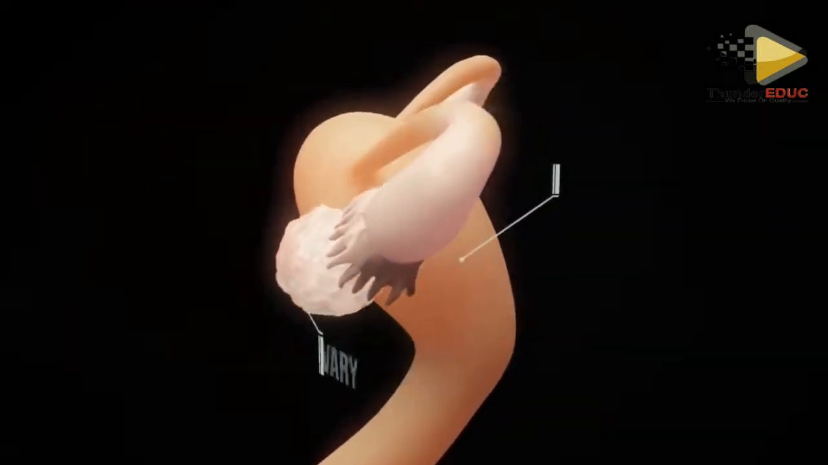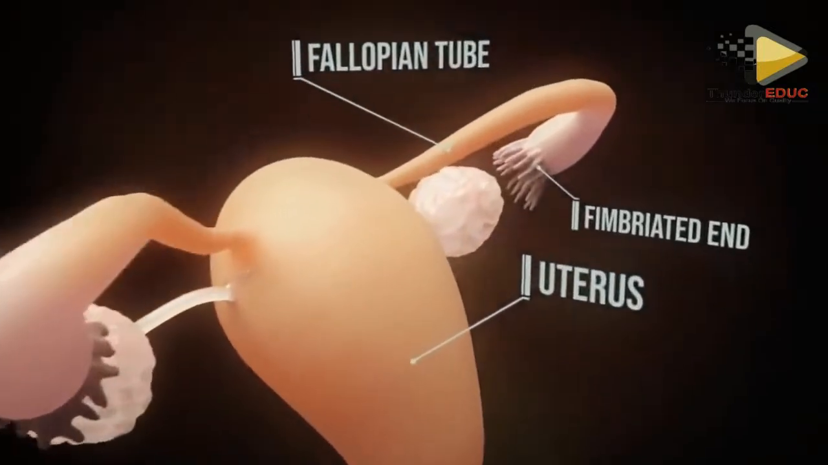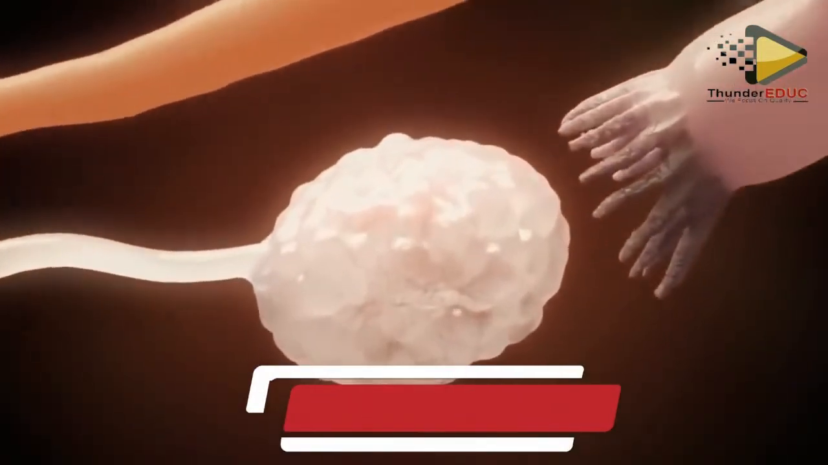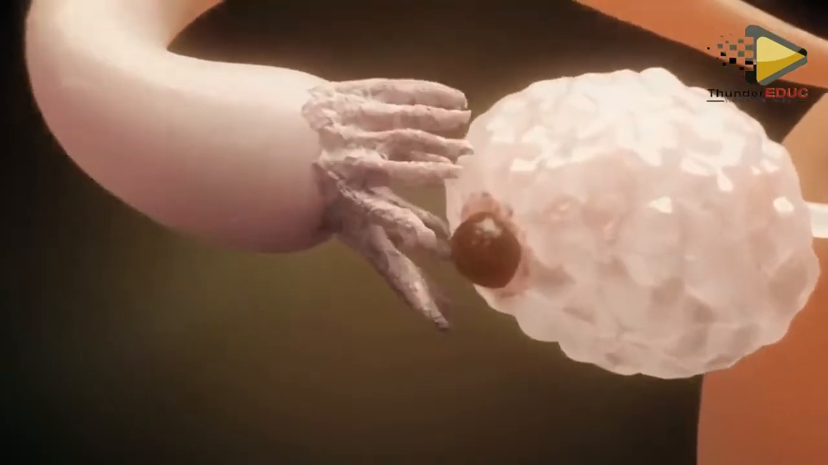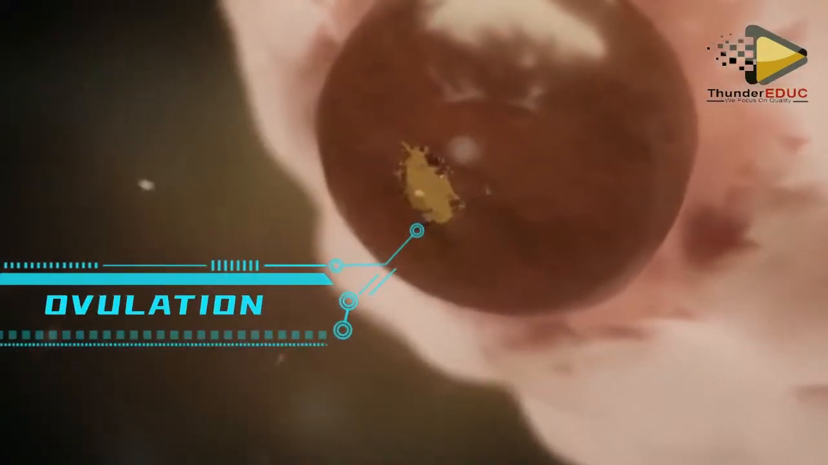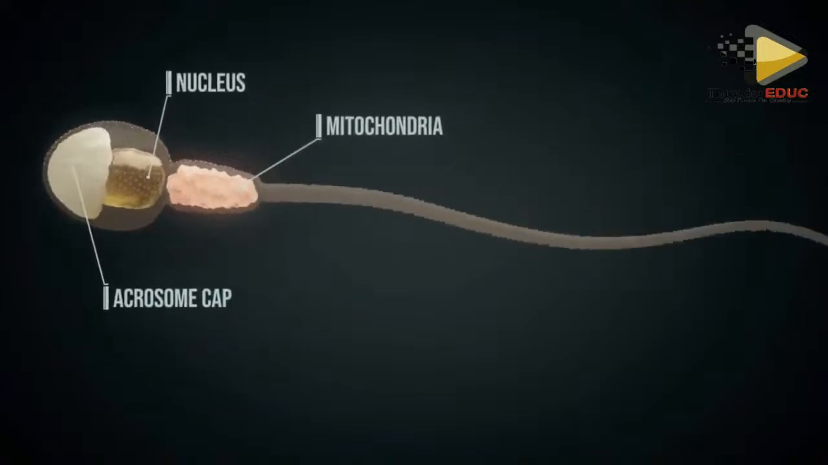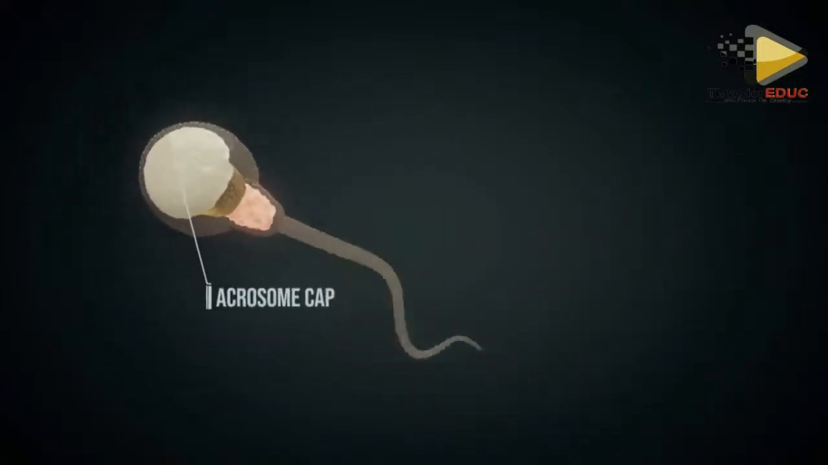Journey of Humanity. It begins with the production of sperms and ovum. Under the influence of luteinizing hormone, ovulation occurs. The sperm has three parts that enable it to swim and fertilize the ovum.